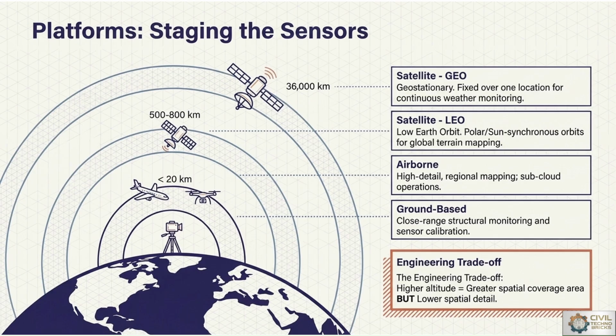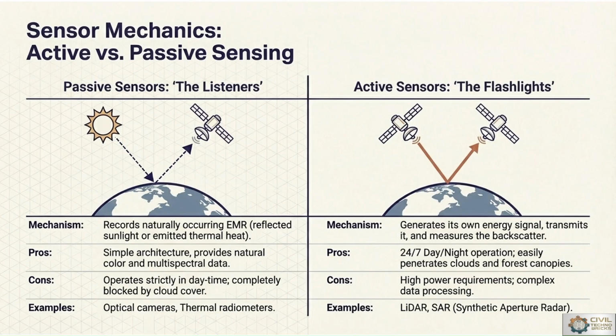From the engineering trade-off point of view, higher altitude means greater spatial coverage area but lower spatial detail. Means as you go to higher altitude, a greater spatial area will be covered but you get lower spatial details. Means if you have to collect a clear image or clear data, then we have to collect the data from near the earth surface.